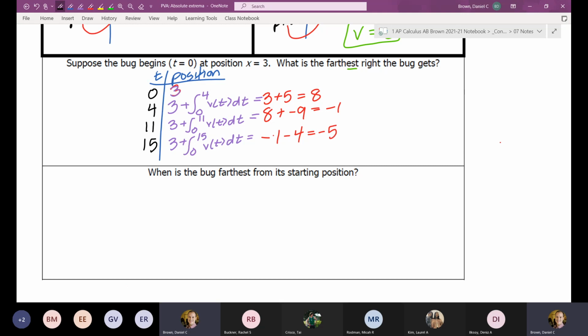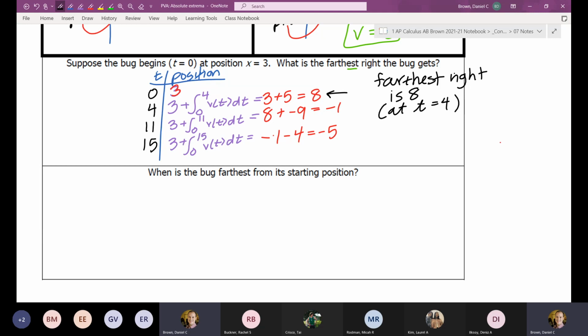So the answer to the question, what is the furthest right the bug is? The furthest right is 8. And that does occur at t equal to 4. Well, if I change the question and said what was the furthest to the left it got, what would be your answer for that one? -5, and that occurs at 15.